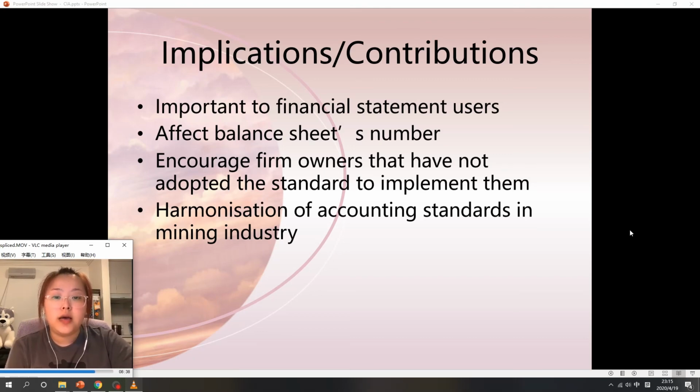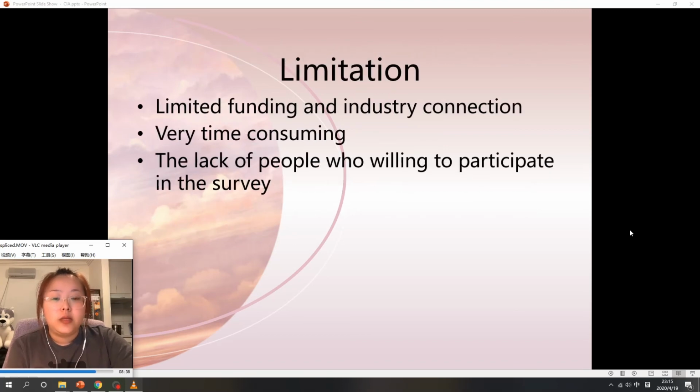And we also have some limitations. Limited funding and industry connections make it difficult for us to conduct the research. Furthermore, due to the number of research questions, this research will be quite time consuming because we have a huge amount of data to be processed, and this research relies heavily on the response of the survey, which may not always be attended. This is also a very large question set.